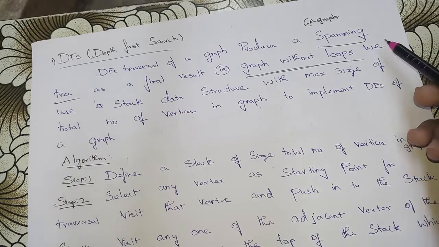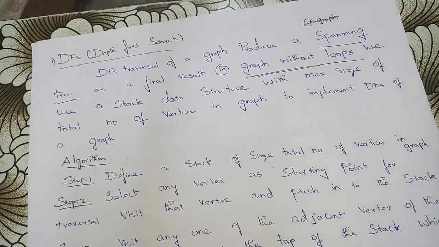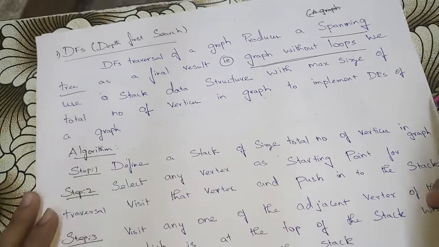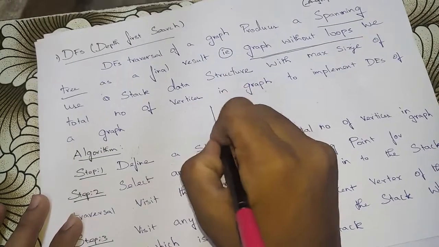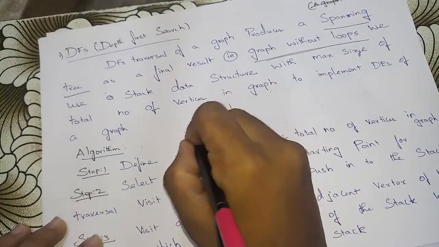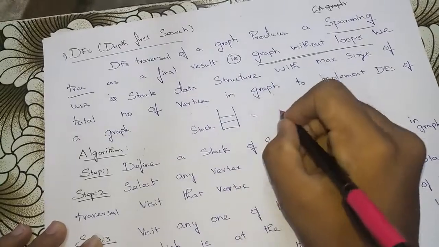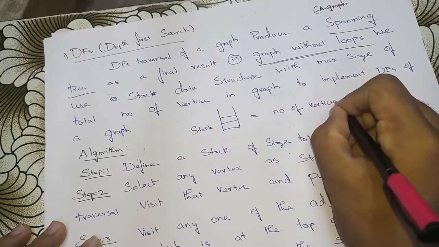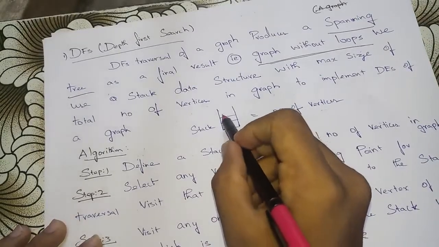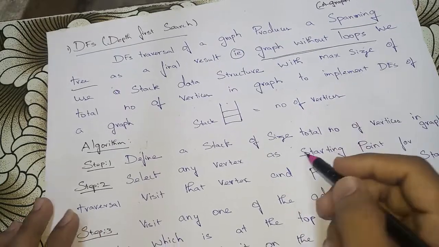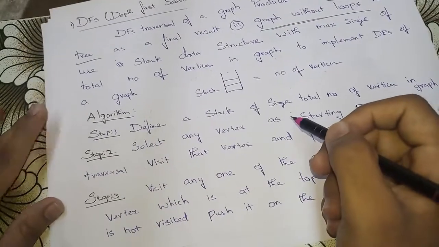We use a stack data structure with the max size of the total number of vertices in a graph to implement DFS of a graph. What does this mean? The size of the stack is equal to the number of vertices. How much stack space is available is equal to the number of vertices. Now let us see the algorithm.